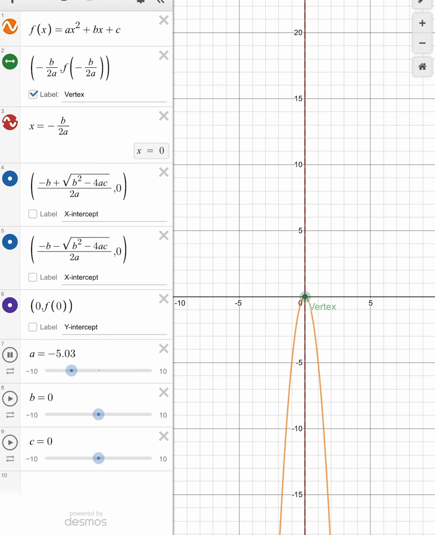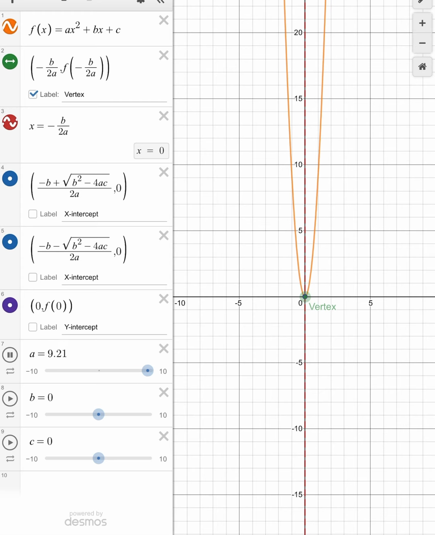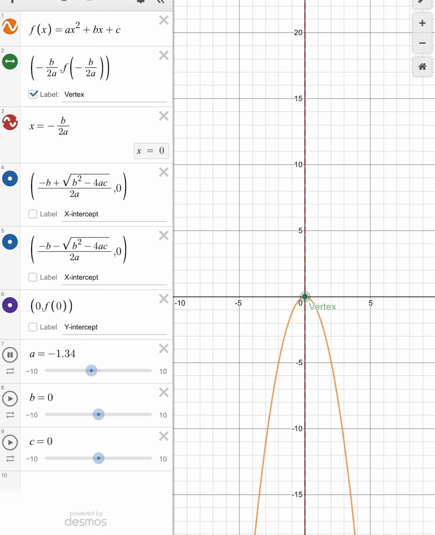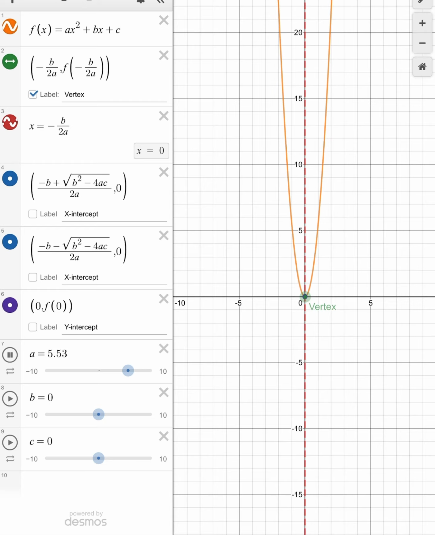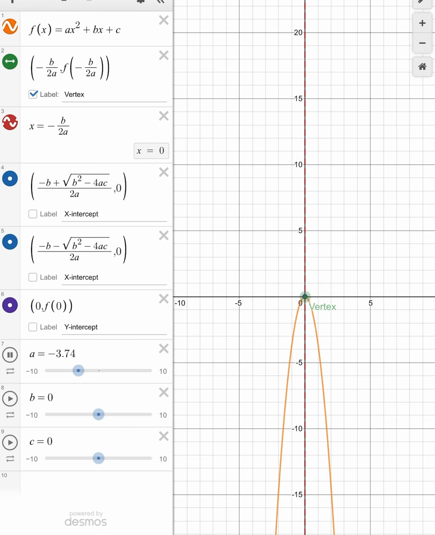So take a look at what's happening here with the A value. When A is negative, my parabola opens downwards. And when A is positive, my parabola opens up. So that's one thing that's happening. Another thing that I think is really interesting: the farther away A gets from 0, the skinnier that parabola is. The closer A gets to 0, the fatter that parabola is. So I think that's interesting. And that's what's controlled by the quantity A. That's what happens when we change A.